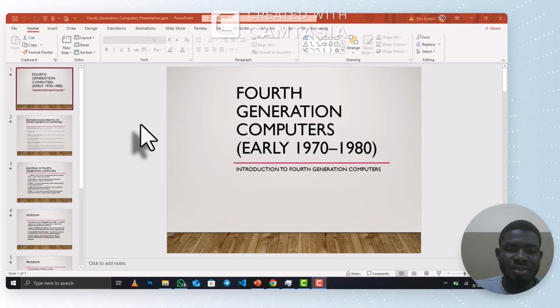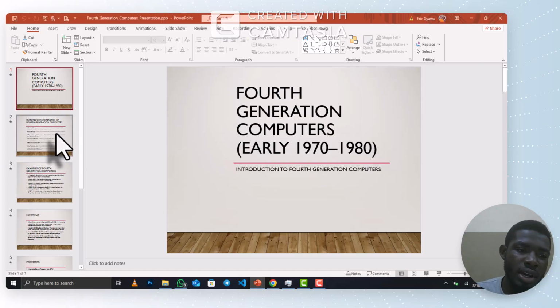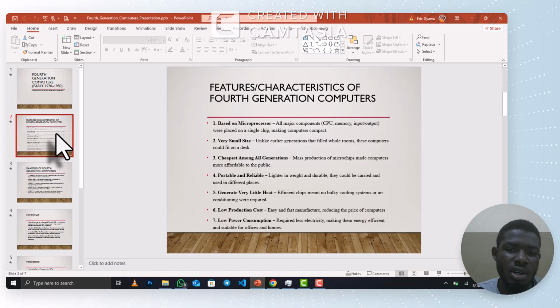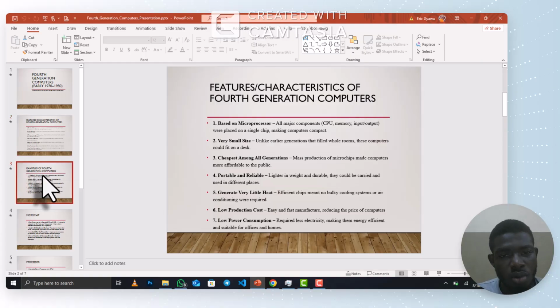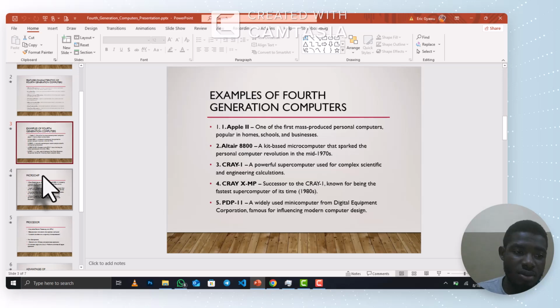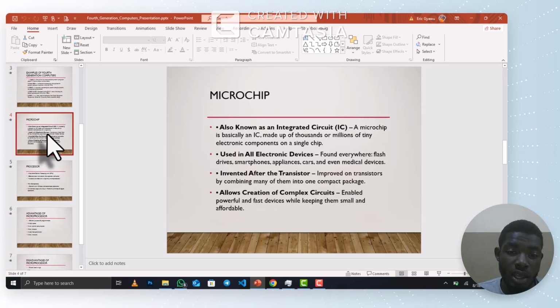Yes. Today we are going to talk about fourth generation computers. We'll go on ahead and talk about the features or characteristics of fourth generation computers, talk about the examples so that we know what we are talking about, then add on to the microchips, say something about it, and tell you what they are used for.